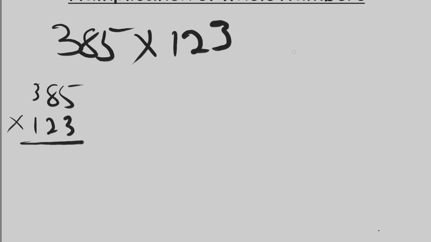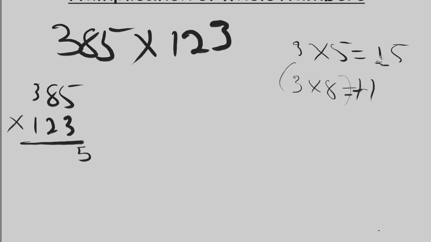We're going to start with 3 times 5, which is 15, but because it is more than 10, you cannot write 15, you have to write 5. So you write 5 right here and keep that 1. Then 3 times 8 is 24, plus 1, so that's 25. Again, 25 is greater than 10, so you have to write 5 and keep 2.